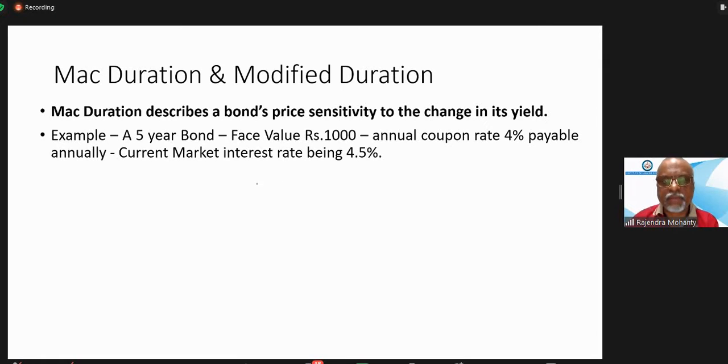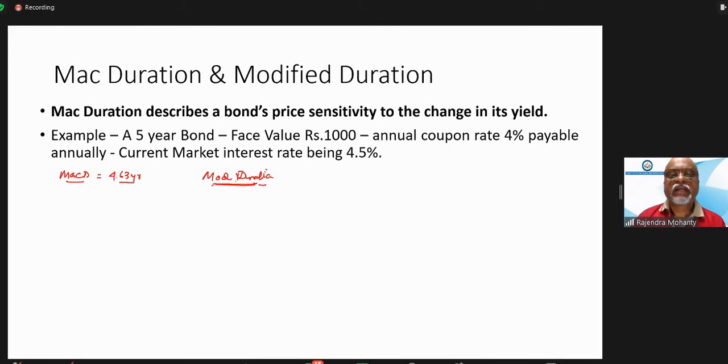So first we have to arrive at the MAC duration. MAC duration we have got is 4.63 years. This is always in years. Now by using this MAC duration, we have to arrive at the modified duration. This is required because it measures the sensitivity of the bond. So how is this modified duration to be calculated?